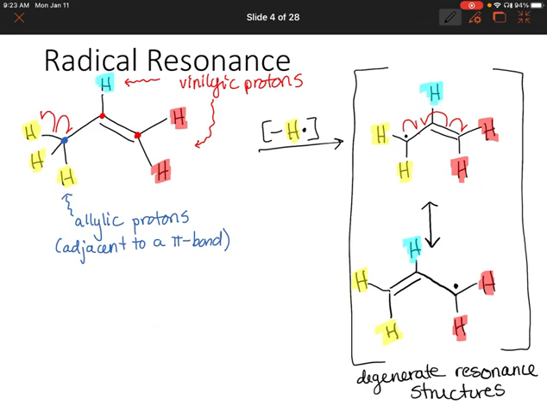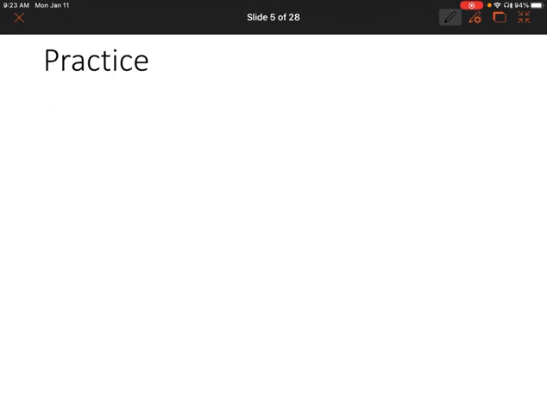Okay, so let's practice drawing these fishhook arrows for resonance structures. So I'm going to give you a radical, and I would like you to practice drawing the resonance structures for this radical. And remember to use those fishhook arrows, and you can reference the previous slide if need be. But feel free to pause the video so that you can practice first, and then we'll go over it together and you can check your answer.